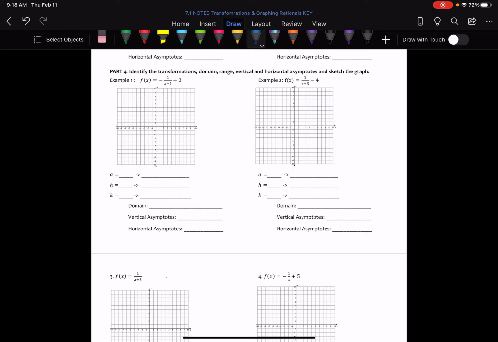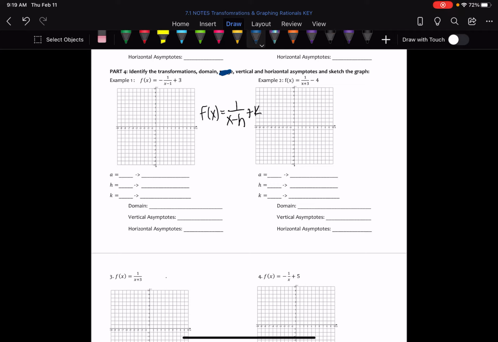Part 4, we are going to identify the transformations, domain, not the range, and vertical and horizontal asymptotes of the function. And then we are also going to sketch a graph. Before I look at example 1, I'm just going to rewrite the formula that we have, which is f of x equals 1 over x minus h plus k.